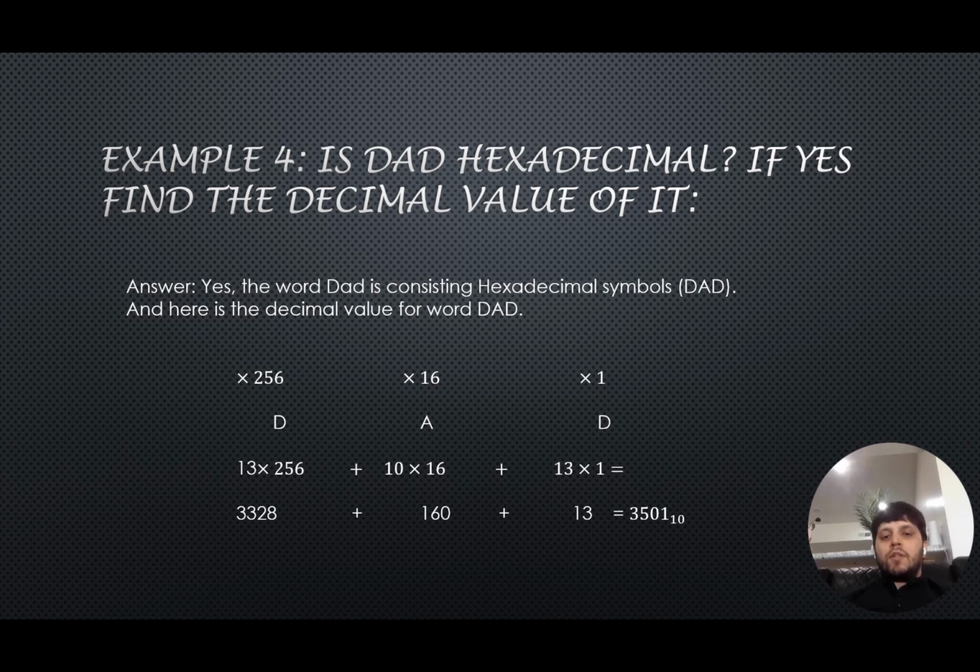But of course we cannot multiply D by 1; you have to find the equivalent value of D in decimal, then multiply by the place value. So D has an equivalent decimal value of 13, and 13 times 256 gives me 3,328. Plus A is 10, and 10 times 16 is 160. Plus D again, the same number, 13 times 1 is 13. Add all these numbers together and it will be 3,501, which is the decimal value of DAD.